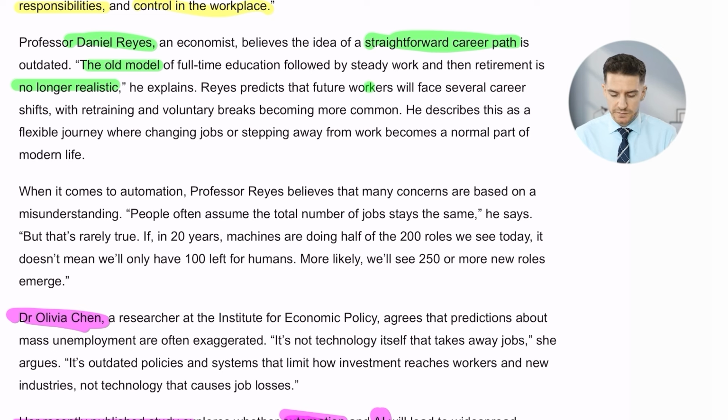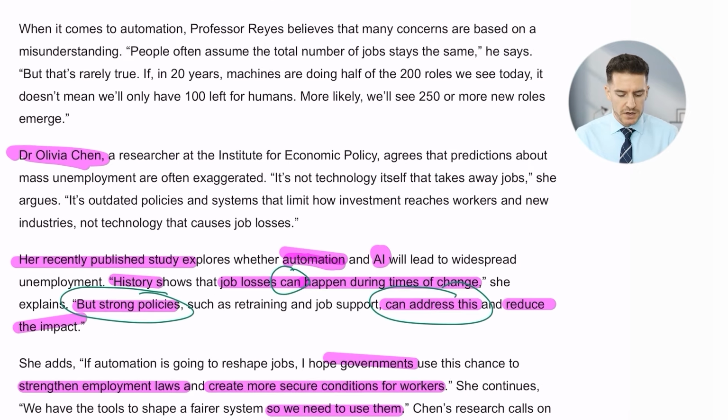So Reyes predicts that future workers will have several career shifts, okay? So it looks like this will be the answer for number, I think it was the first one, 35. He describes this as a part of a flexible journey, okay? When it comes to automation, there was a statement which talked about automation. Professor Reyes believes that many concerns are based on a misunderstanding, okay? People often assume that the number of jobs stays the same. He says, but that's rarely true, okay? If in 20 years, he just gives some details. And then it goes to Olivia Chen.